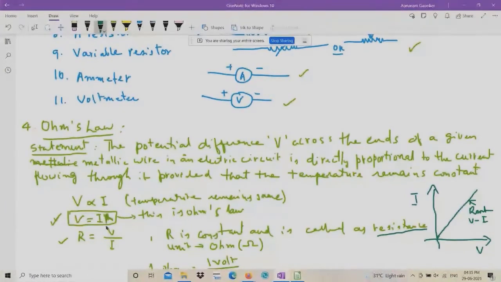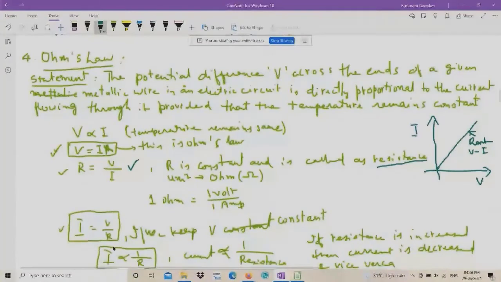So from this formula, I calculate R is equal to V upon I. Because I am transferring to that side, it becomes another formula. So we know this formula, and from this we can find this formula. Here the units are important. 1 ohm is equal to 1 volt divided by 1 ampere. So resistance should be in ohms, this is the symbol, this should be in volts and this should be in amperes.